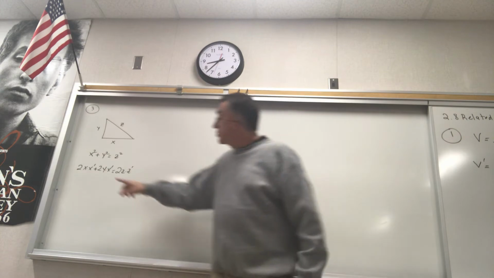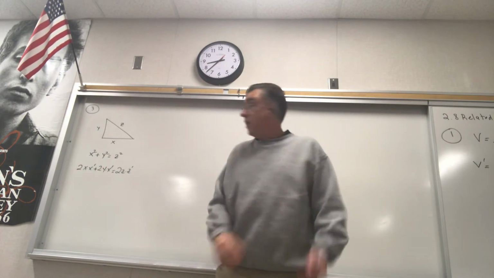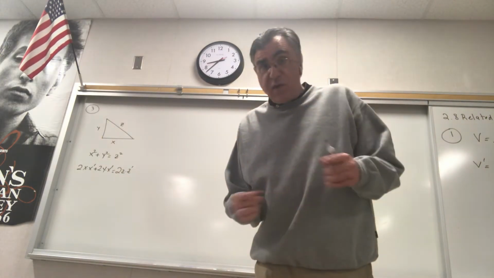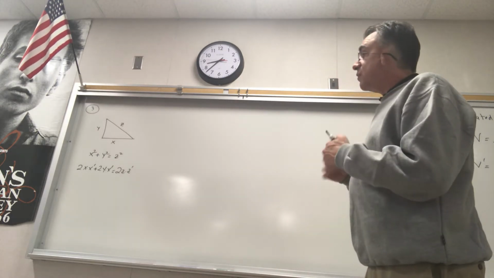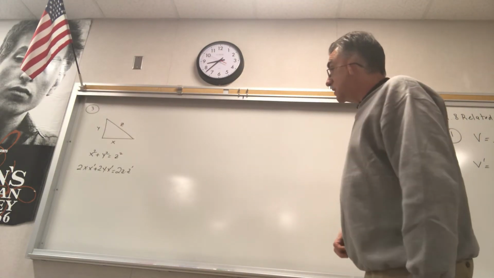Remember, normally the derivative of x² is 2x. Normally the derivative of y² is 2y. Normally the derivative of z² is 2z. But because of the implicit differentiation, what's changing here is time. Remember we had an airplane flying away from us horizontally.